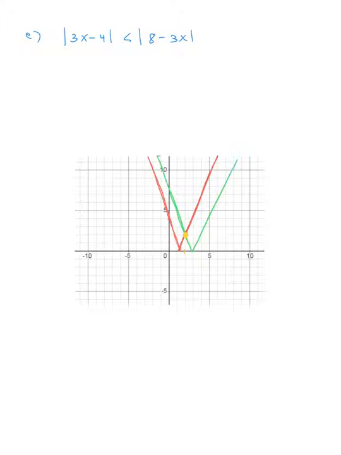And for this one here, where is the absolute value of 3x minus 4, that's this, less than the absolute value of 8 minus 3x? Well, here's where they're equal. They're equal at 2. And the red graph is lower than the green graph if we're talking about this portion of the graph. That is everything to the left of 2, and we're not including it, so my answer is x is less than 2.